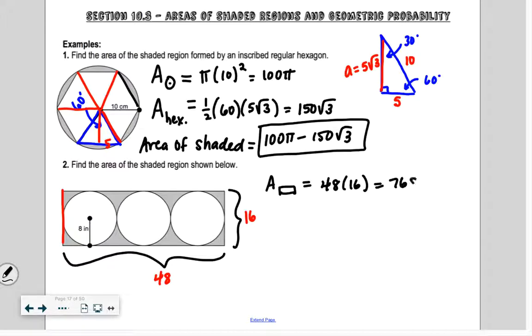768, exactly. All right, now we need the area of the 3 circles. Well, how about the area of one circle? So the area of one of those circles is going to be pi times r squared. So we're going to get 64 pi.